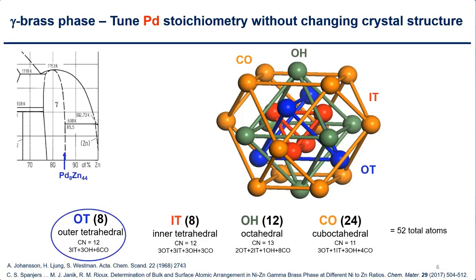Now, at the lowest nominal concentration of palladium in the gamma brass phase, which amounts to palladium-8 zinc-44, it has been determined that all 8 of those palladium atoms occupy the outer tetrahedral site. Now, with a total of 8 tetrahedral sites all occupied by palladium, the question would arise is, as I tune the composition of the gamma brass phase, where do those additional palladium atoms occupy? So the question would be is, if I add 2 additional atoms of palladium to the gamma brass phase, what lattice position do they prefer?